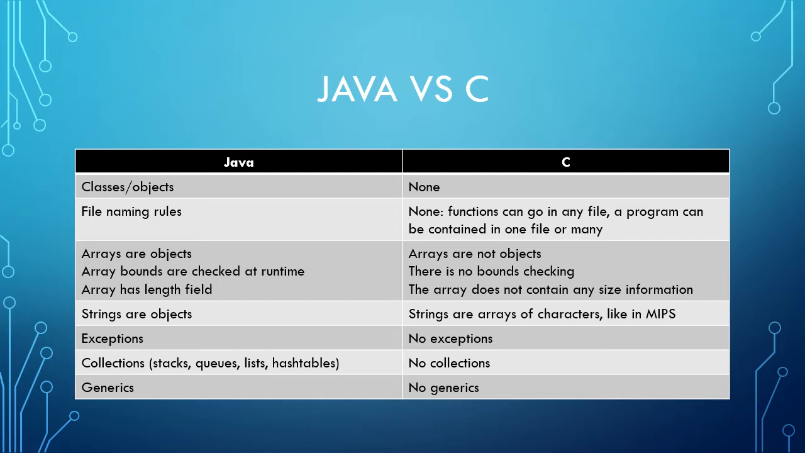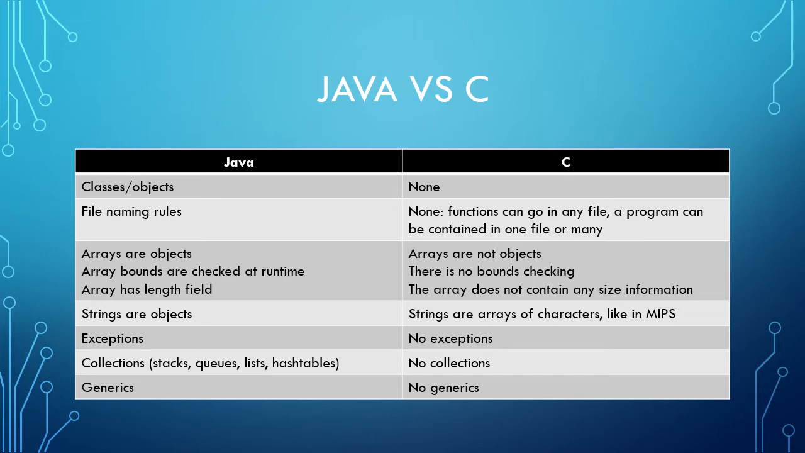Strings are also different because in Java, strings are objects. In C, strings are arrays of characters, just like what we have in MIPS. And in C, we do have some built-in library functions to help us manipulate strings. We don't have to write all the code from scratch, but we are working with arrays and not with objects.